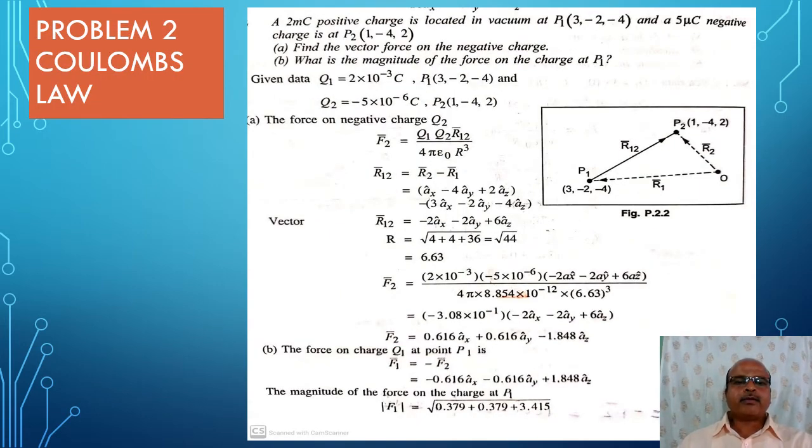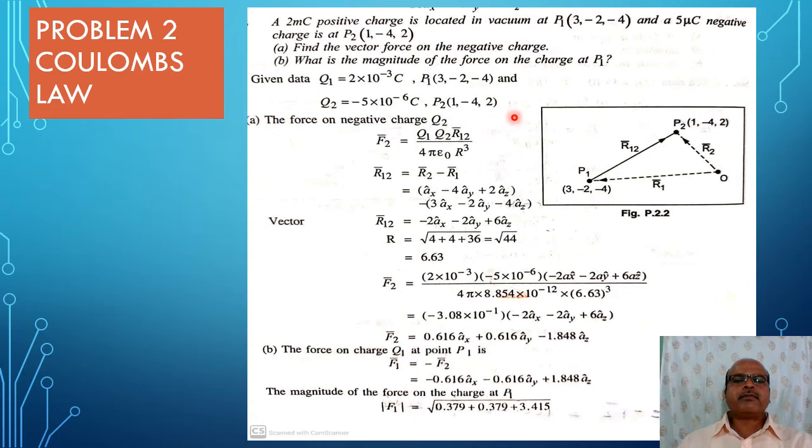Next problem: 2 millicoulomb positive charge is located in a vacuum at P1 3, minus 2, minus 4, and 5 microcoulomb negative charge is at P2 1, minus 4, 2. Find the vector force on the negative charge. What is the magnitude of the force on the charge at P1? Given data, Q1 is given as 2 into 10 raised to minus 3, millicoulomb. P1, this point is given. Q2 is minus 5 into 10 raised to minus 6 coulomb, that is microcoulomb.